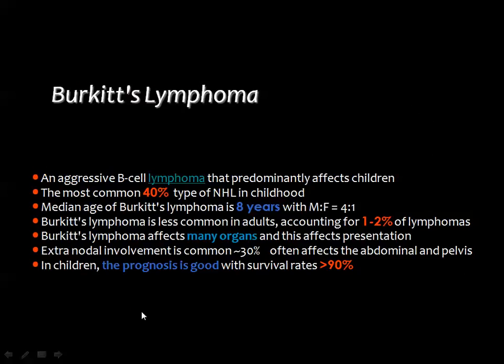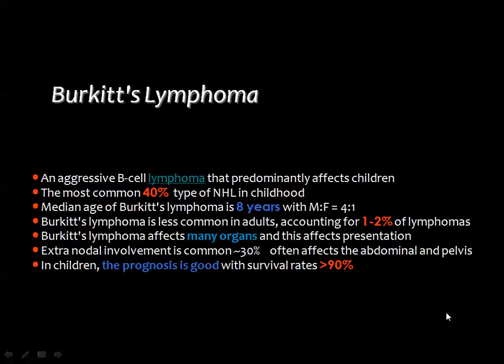Burkitt lymphoma is an aggressive B-cell type that affects children predominantly. It is considered the most common type of non-Hodgkin lymphoma in childhood, reaching about 40%. The mean age of Burkitt lymphoma in children is around the age of 8 years, with male to female ratio in the range of 4 to 1.